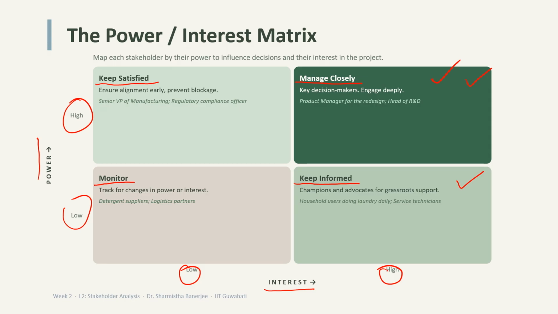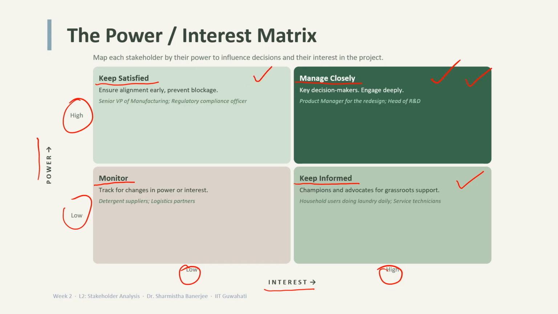When I make a particular product, I will put it into their environment and test it with these particular users, because their interest is very high, and if they do not like my product, they will decide not to buy this product or not to advocate for this particular product to their neighbors or whoever is trying to buy a new washing machine. Now, I have this other category where power is high but interest is low.